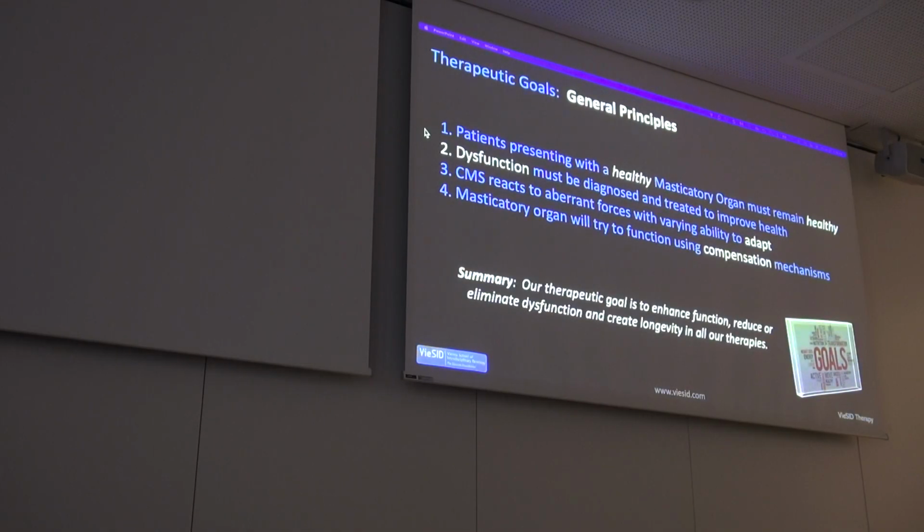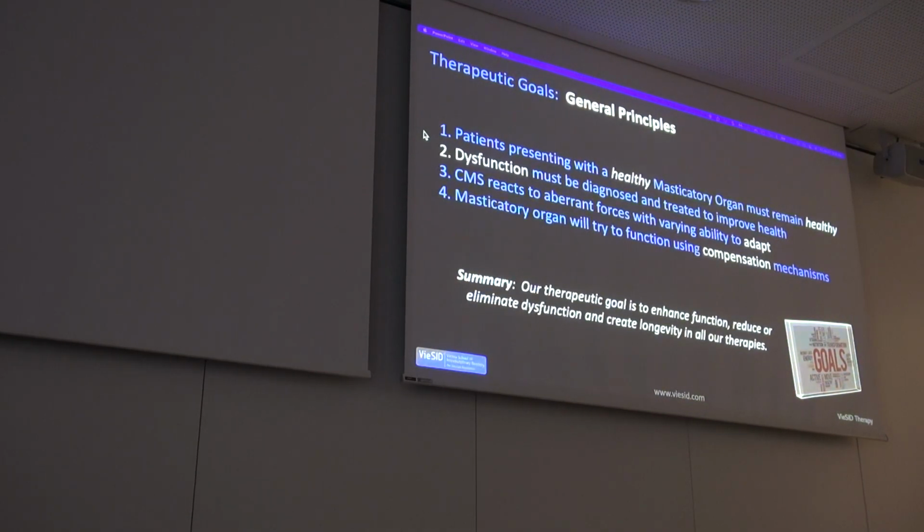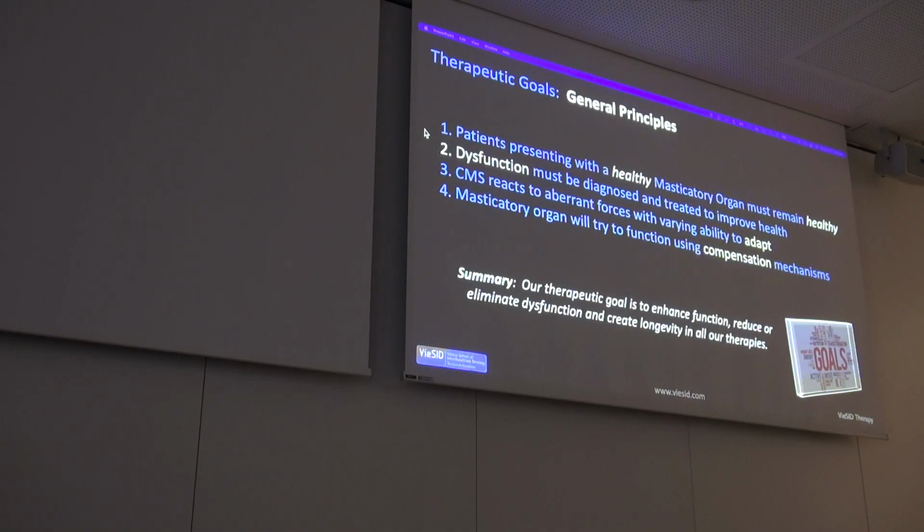So there's a variety of different pieces, but we do know that number 4, the masticatory organ, will try to function using compensation mechanisms. In the basic curriculum, we talked a lot about compensation mechanisms of the 4 categories, but we're going to be alluding to this throughout our treatments because our goal is to create an ideal, but an ideal is very rare and very hard to accomplish. So we need to understand what we can do in our therapies, using VTOs, et cetera, to compensate patients to function properly. So our therapeutic goal is to enhance function, reduce or eliminate dysfunction, and create longevity in all of our therapies.